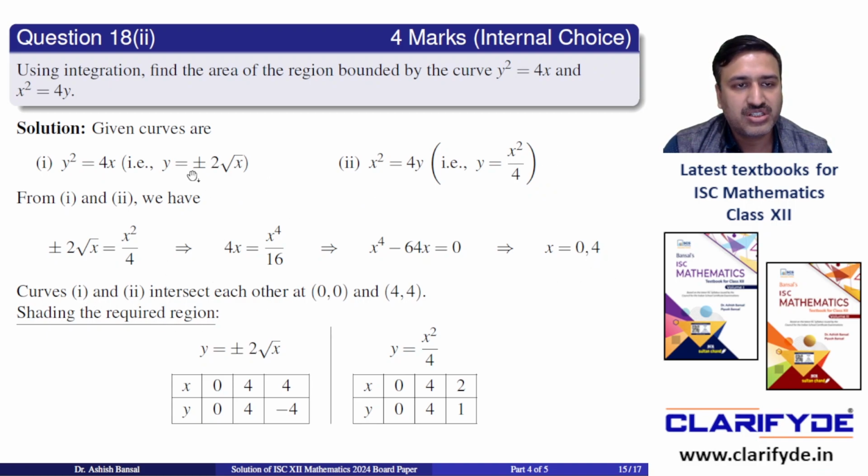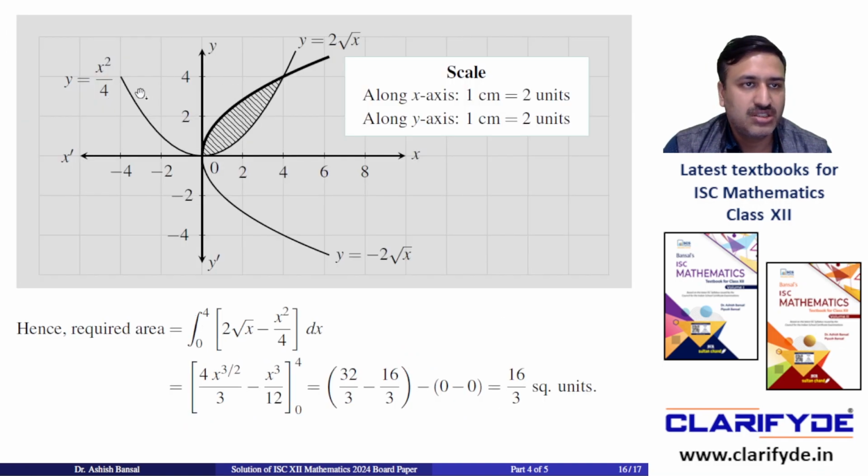So we get the points of intersection of the two curves, and some points can be plotted by putting values of x and y in these tables, which help us in plotting the graphs of the curves. So we get these graphs. The required area is the integral from 0 to 4. The upper curve is this one, y equal to 2 root x, and the lower curve is y equal to x squared by 4. So we can compute this integral to get the required area 16 by 3 square units.